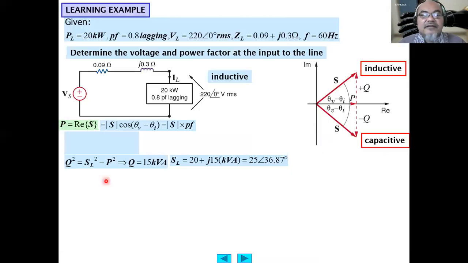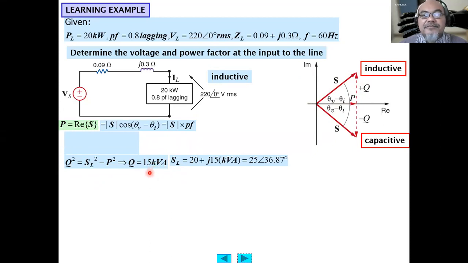The picture can be displayed. Q squared equals SL squared minus P squared. This is the inductive case. This is the complex power itself minus P squared. Using the Pythagorean theorem, we can obtain the magnitude of Q, S squared minus P squared, and this is inductive. That's why we put L. So the Q here equals 15 kilovolt ampere reactive. The reactive power equals 15 kilovolt ampere.